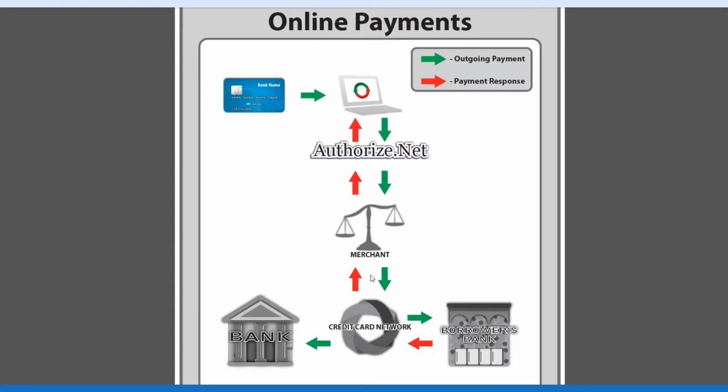Your merchant service provider communicates directly with the credit card network: Visa, MasterCard, American Express, and Discover. Funds are withdrawn from the client's bank and deposited into your bank account. Confirmation of the payment then follows the chain back to AutoPal Software, where the payment is posted inside the software.